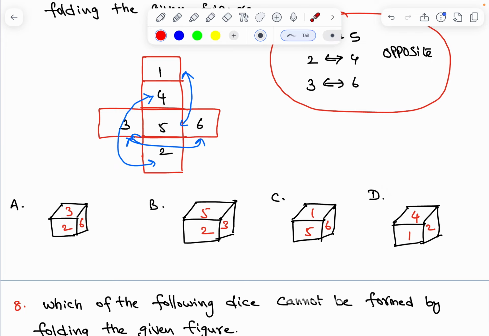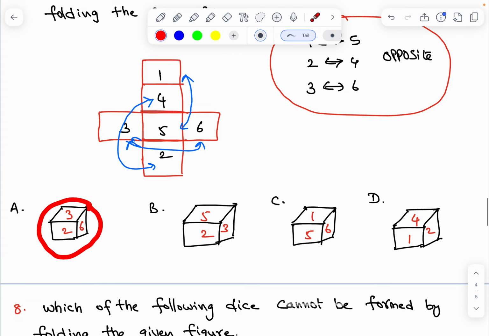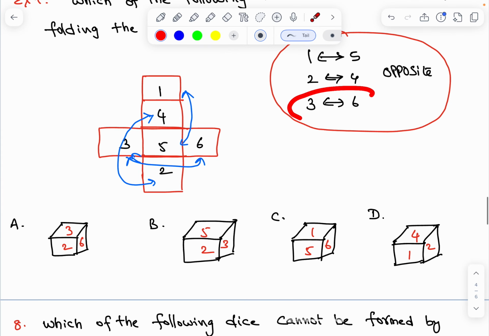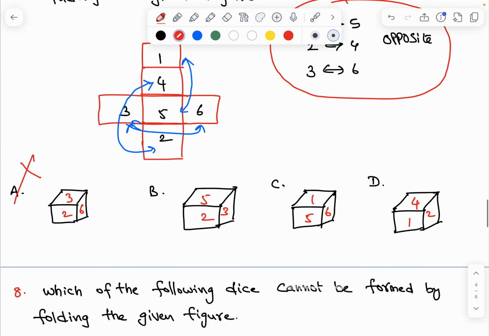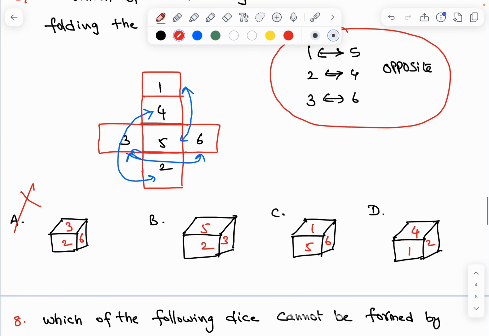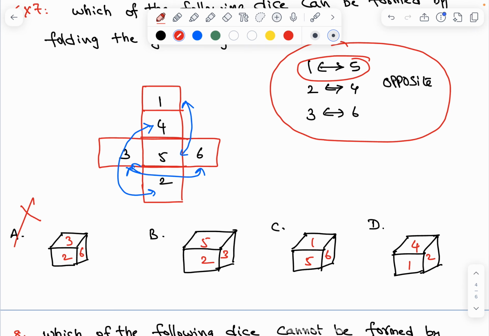Here you can observe the first diagram: 2, 3, 6. But 3 and 6 are opposite. Therefore, A is wrong. According to B, 1 and 5 opposite, 2 and 4 opposite, 3 and 6 opposite, but in this diagram there is no opposite side. All are different. Therefore, this is the correct answer.